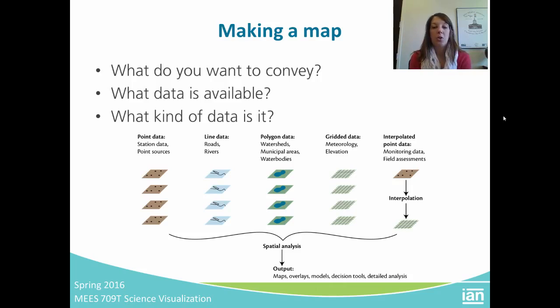So when you make a map, you want to ask yourself, what do you want to convey? What data is available to convey that message? And what kind of data is it? When I say what kind of data, I mean, is it point data, where it's X, Y coordinates? Is it a line, or is it a polygon? These are different kinds of spatial information that you can put into maps.